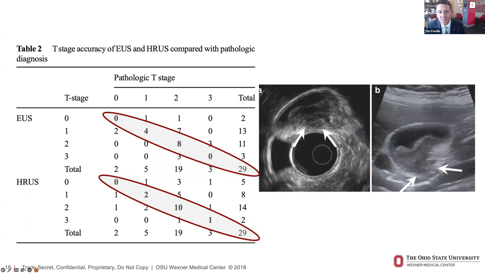The other thing that's interesting is that if you look at the accuracy of EUS or high resolution ultrasound with regards to the final pathologic T stage, you can see here in this diagonal, this is where the T stage from the preoperative EUS or preoperative high resolution ultrasound matches the pathologic T stage. And overall, there is fairly good concordance between the preoperative ultrasound and the final pathologic stage, whether you're looking at EUS or high resolution ultrasound, although it is not perfect.